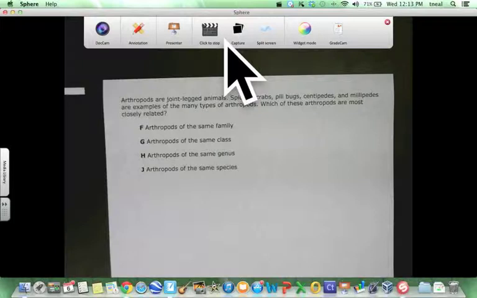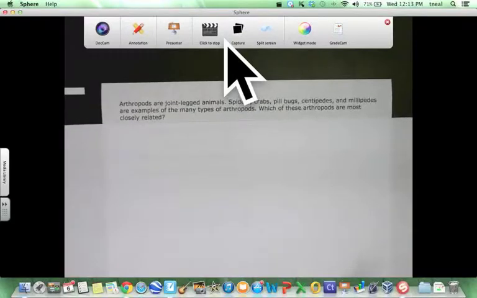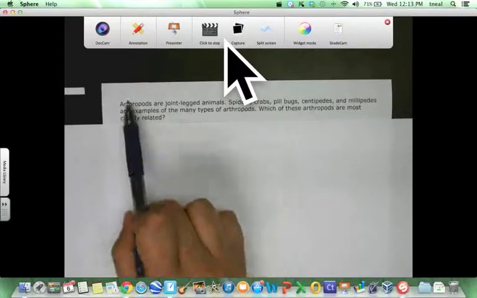Okay, here is another example of a question from the biology EOC. This question does not have an image or a graphic or a graph, but I'm still going to want you to cover the answers so that you don't get distracted and you're not jumping ahead, and that you're reading the entire question and sentence down.